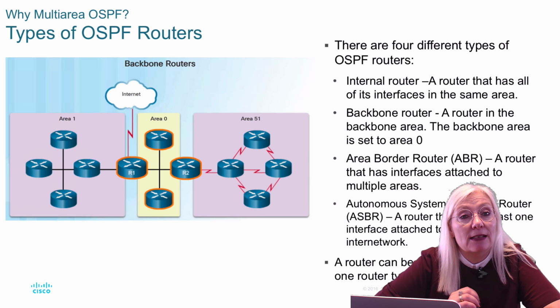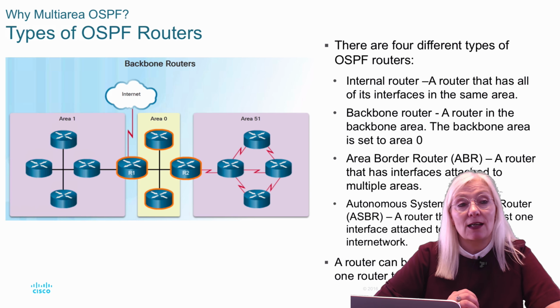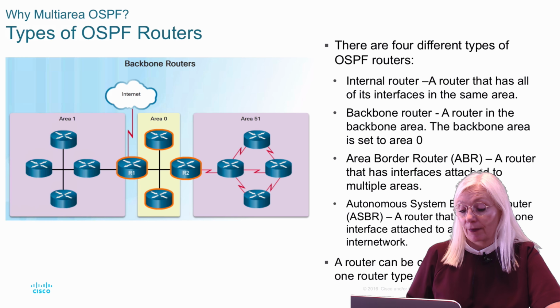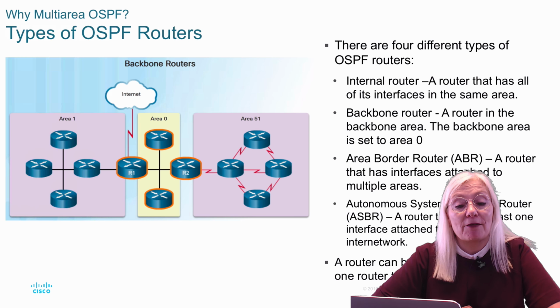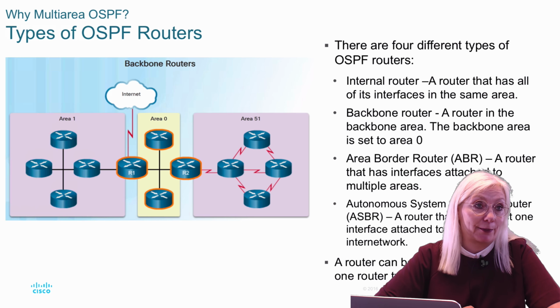boundary router, which is a router that's also connected to the internet, for instance, which in this case here is router 1. A router can be classified as more than one type of router. For instance, we have router 1, which is both an ASBR and an ABR.